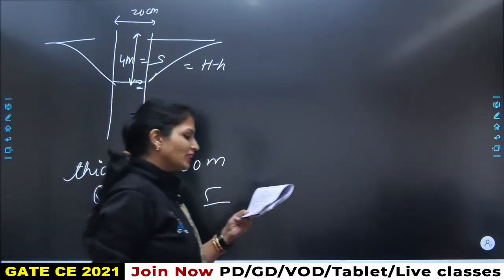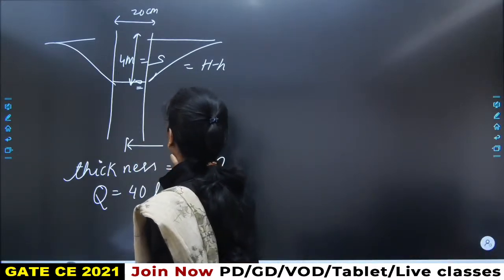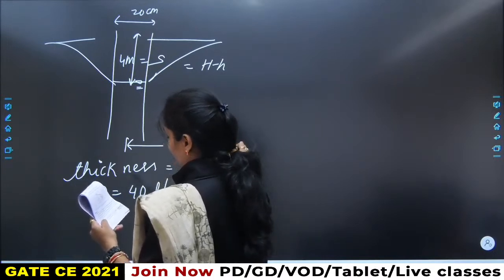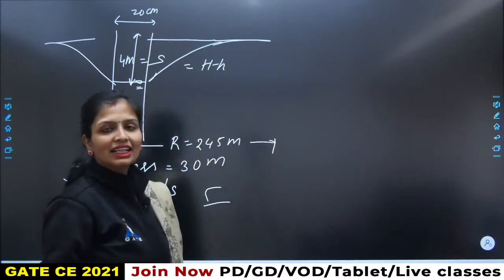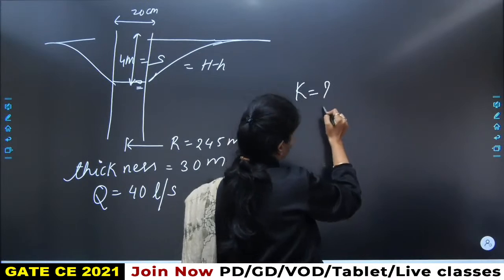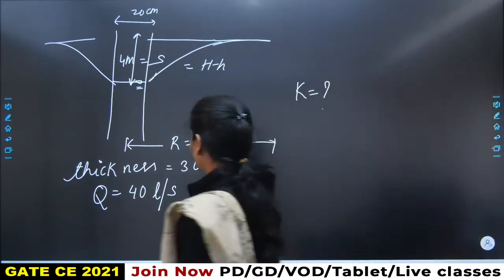Now the radius of influence is given to you as 245 meter, and they have asked you regarding the hydraulic conductivity, that is, K. So what do you have to do in this question? Come on, be fast. I guess you will be able to solve it if you know. I dealt with this question yesterday in the main channel, so you can solve it here.